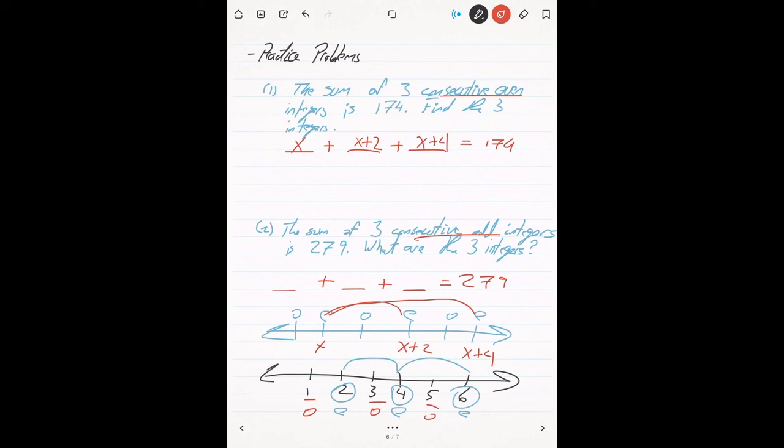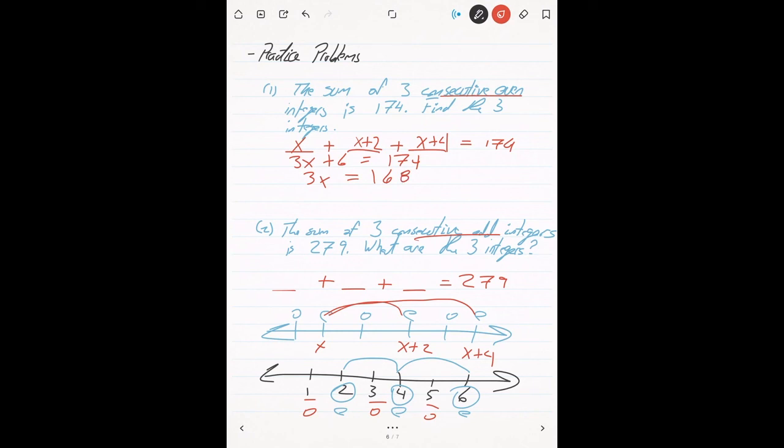Here we have a way of representing the 3 consecutive evens. The first one is x. The second one, I don't know what it is, but I just know it's 2 away from that. And the third one, again, don't know what it is, but I know it's 4 away from that. And there's our equation: x plus 2 plus x plus 4 equals 174. So that means 3x plus 6 is equal to 174. You can subtract 6 from both sides and you get 168. And then if you divide that by 3, well, let's see.